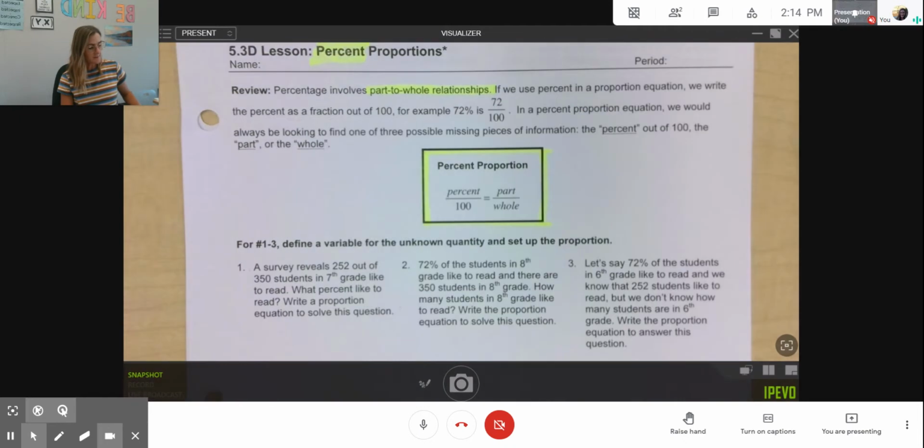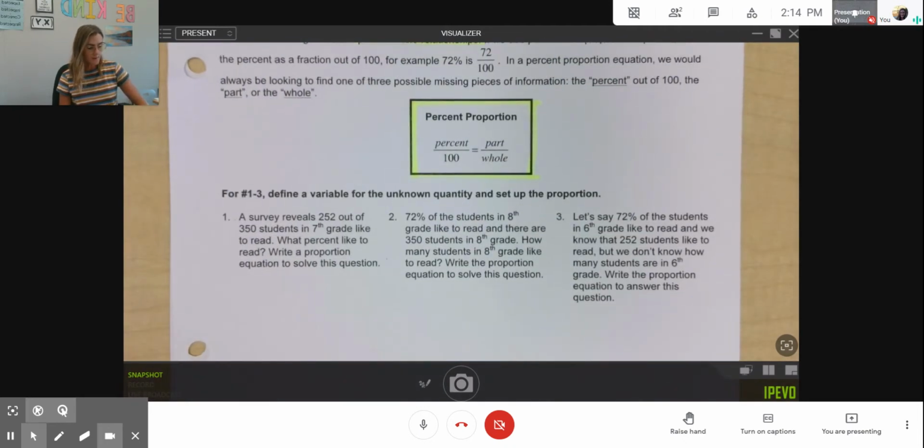So for 1 through 3, define a variable for the unknown quantity and set up the proportion. So for number 1, a study reveals 252 out of 350 students in 7th grade like to read. What percent like to read? Write a proportion equation to solve this.